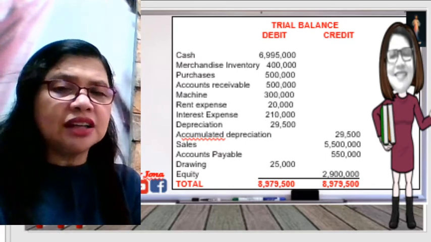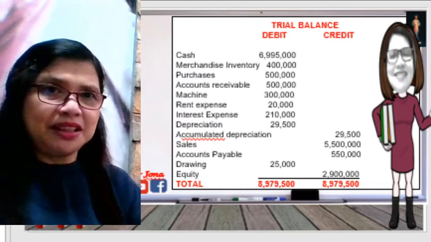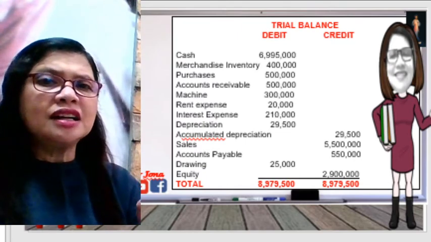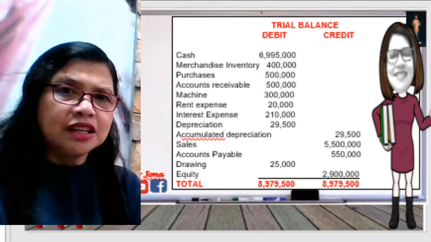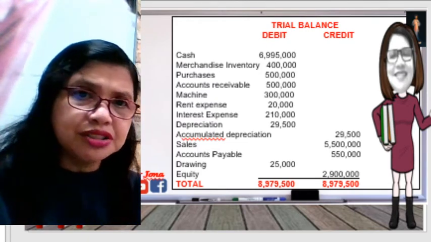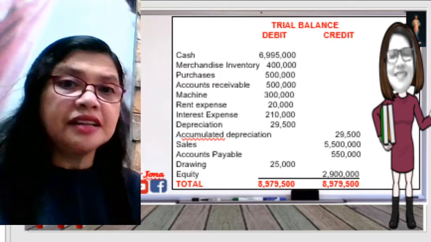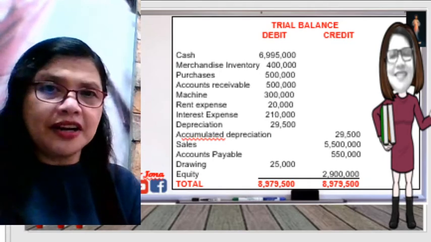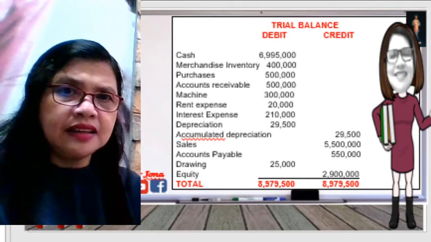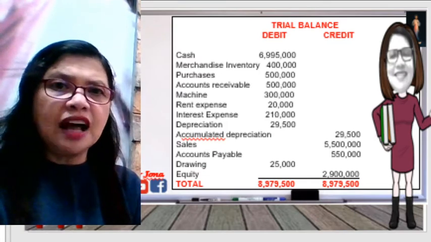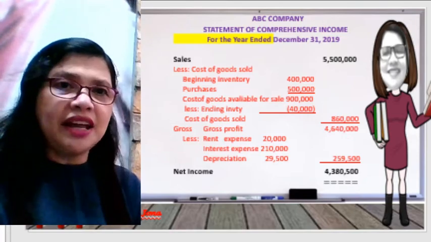And what do we place on the debit column? All the accounts with normal debit balance, and all the accounts with normal credit balance will be placed in the credit column. So it must always be balanced, so that the debit balance is 8,979,500 and a credit balance of 8,979,500. Next, after the trial balance, we now can prepare the comprehensive income.